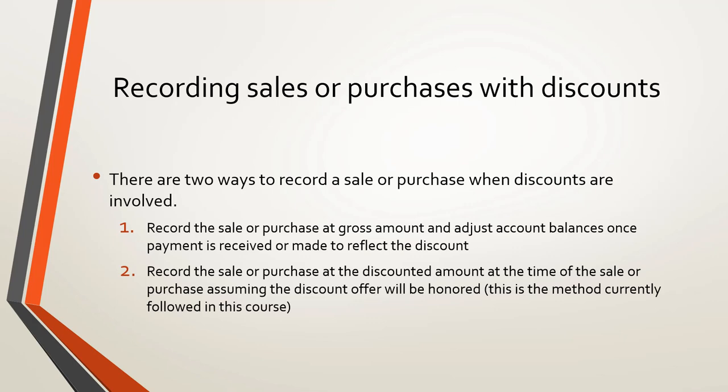That involves two different journal entries at two different times. A simpler way is the second option, which is to assume that the discount will be taken within the discount period, and you record the sale or the purchase at the discounted amount, and then when it's paid within the discounted period, there's no adjustment that needs to be done. By the way, this is the way that we currently use in our textbook and other problems that we are working. We assume that the discount will be taken, and we record purchases and sales at the discounted amounts.